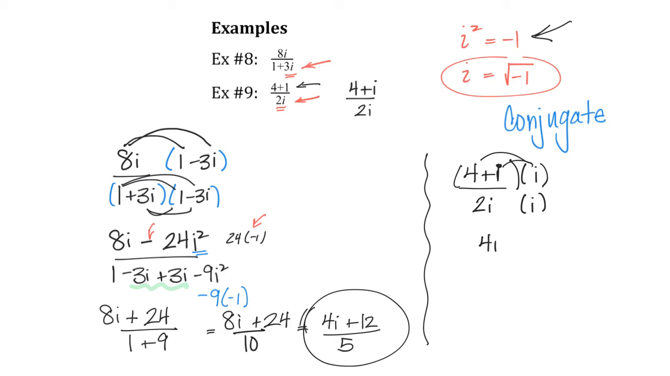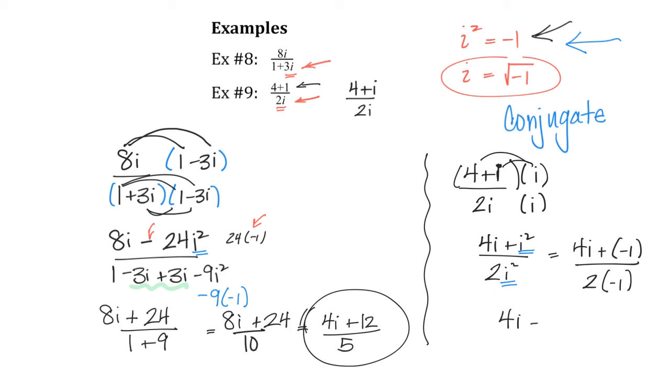I have 4i. i times i is i squared. In the bottom, I have 2i squared. And again, I have to go back to this definition over and over and over. i squared is negative 1. So making that substitution here and here is going to take me to 4i plus a negative 1. In the bottom here, I'm going to have 2 times a negative 1. So I'm going to have 4i minus 1 all over negative 2.